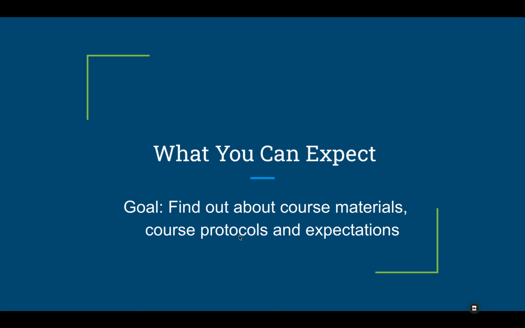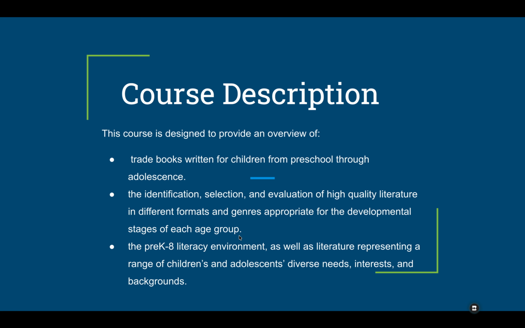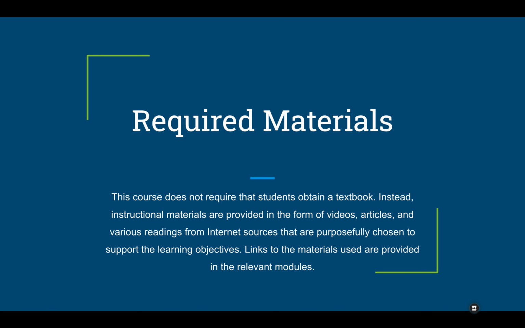So just what can you expect from this course, the course materials? Basically, this book is designed to give you an overview of books from preschool through adolescence. It supports you with the identification, selection and evaluation of children's literature. And it also helps you understand all of the diverse needs of students and all of the different literature that you can present to them. This course does not require you to buy any texts. All texts are included in this course.